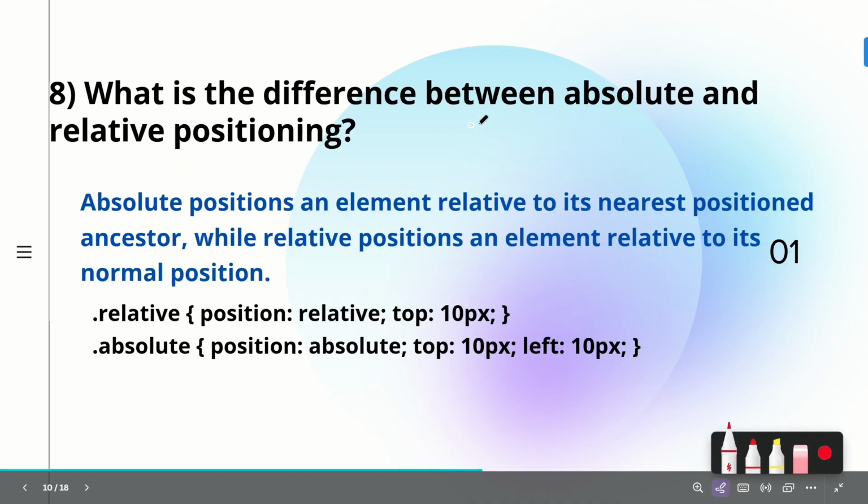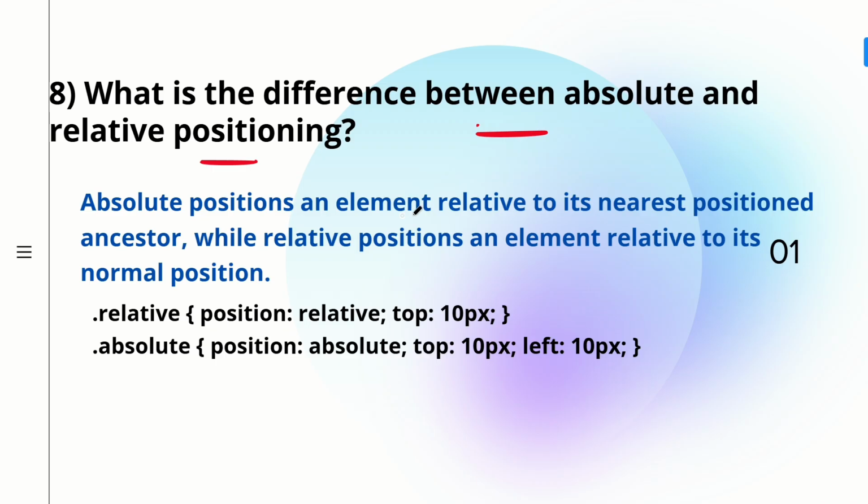Let's see our eighth question. What is the difference between absolute and relative positioning? So absolute positions an element relative to its nearest positioned ancestor, while relative positions the element relative to its normal position. So let us see an example. We have discussed it in the previous question, but we will see it again.